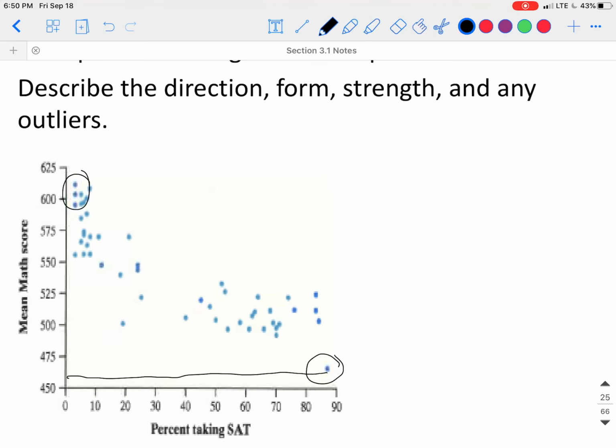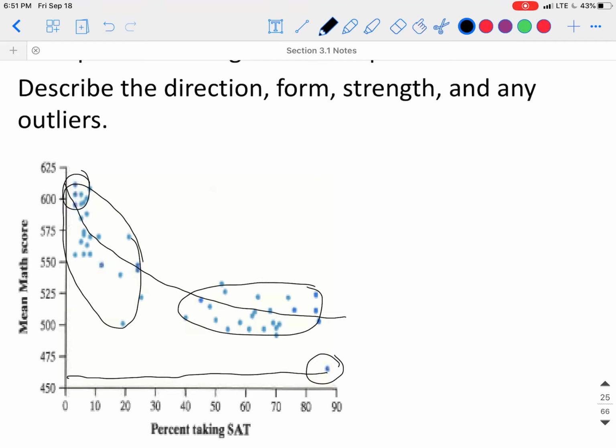The form of the relationship is slightly curved. If you look, there is a little curve to this shape. Most states fall into one of two distinct clusters. In about half of the states, 25% or fewer of the graduates took the SAT. So here's one cluster. Another cluster is over here. So in the other half, more than 40% took the SAT.